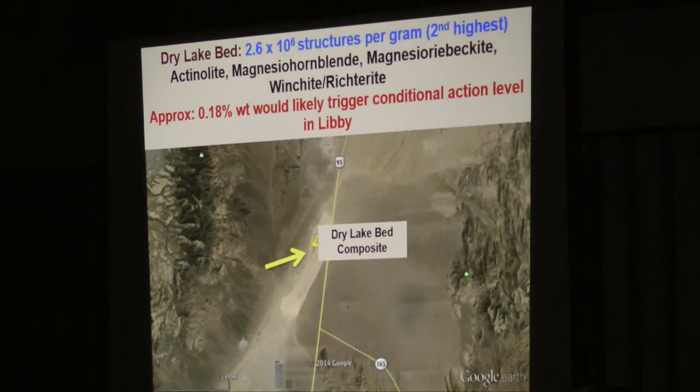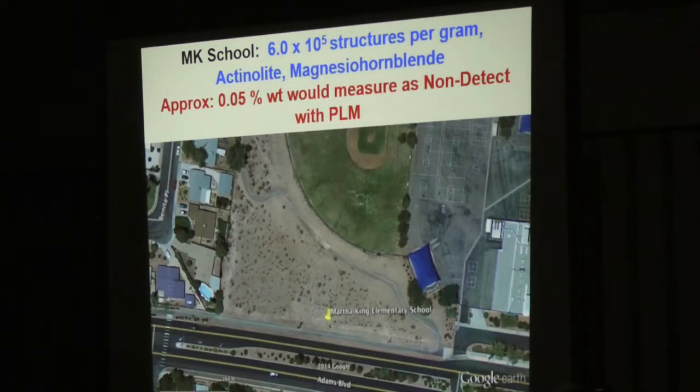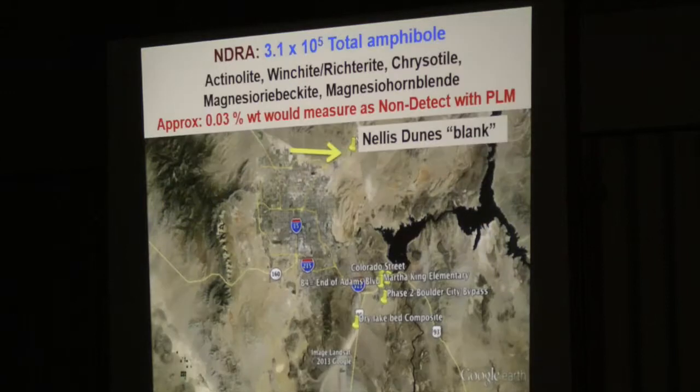The next slide shows the next highest, which was the schoolyard. This would test as non-detect with polarized light microscope, and it had actinolite and magnesio-hornblende. Actinolite's the regulated calcium asbestos mineral. The next slide is Nellis Dunes, which unfortunately did not test as a blank. I mean, it didn't test negative. It would measure as non-detect with the PLM method, and it again had this huge list, every kind of amphibole asbestos that we've yet found here.